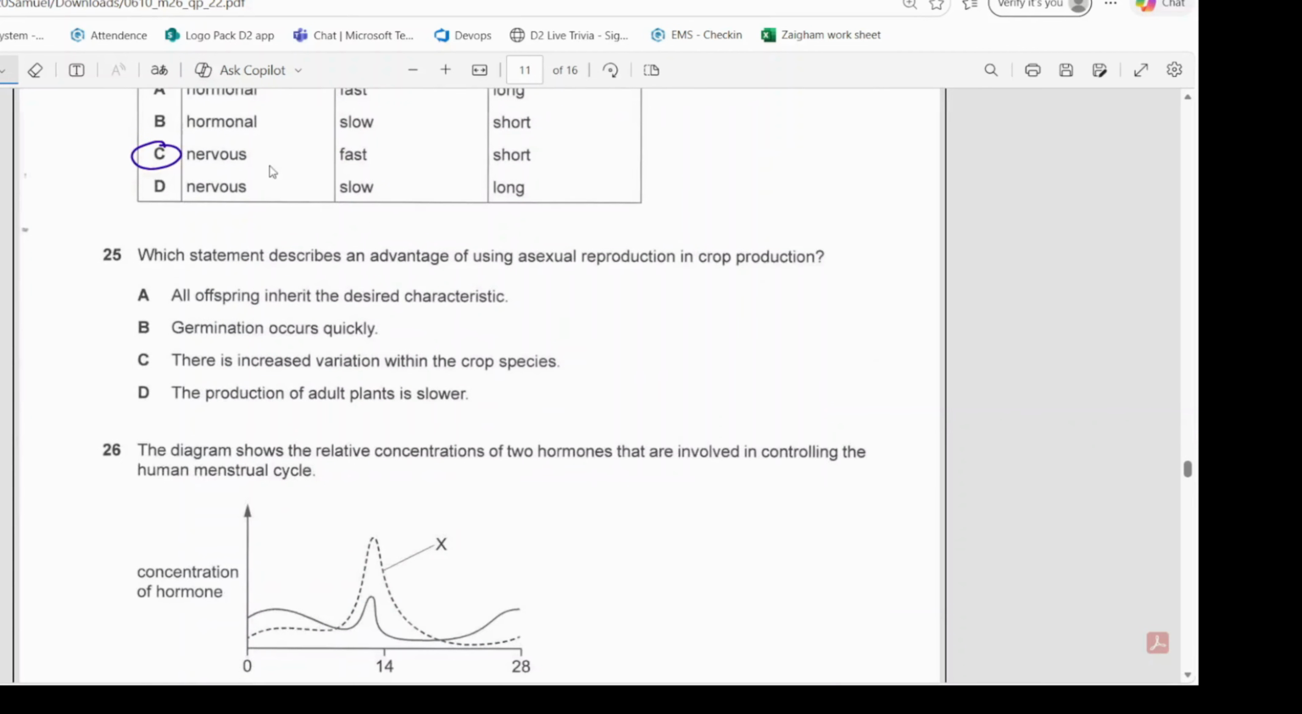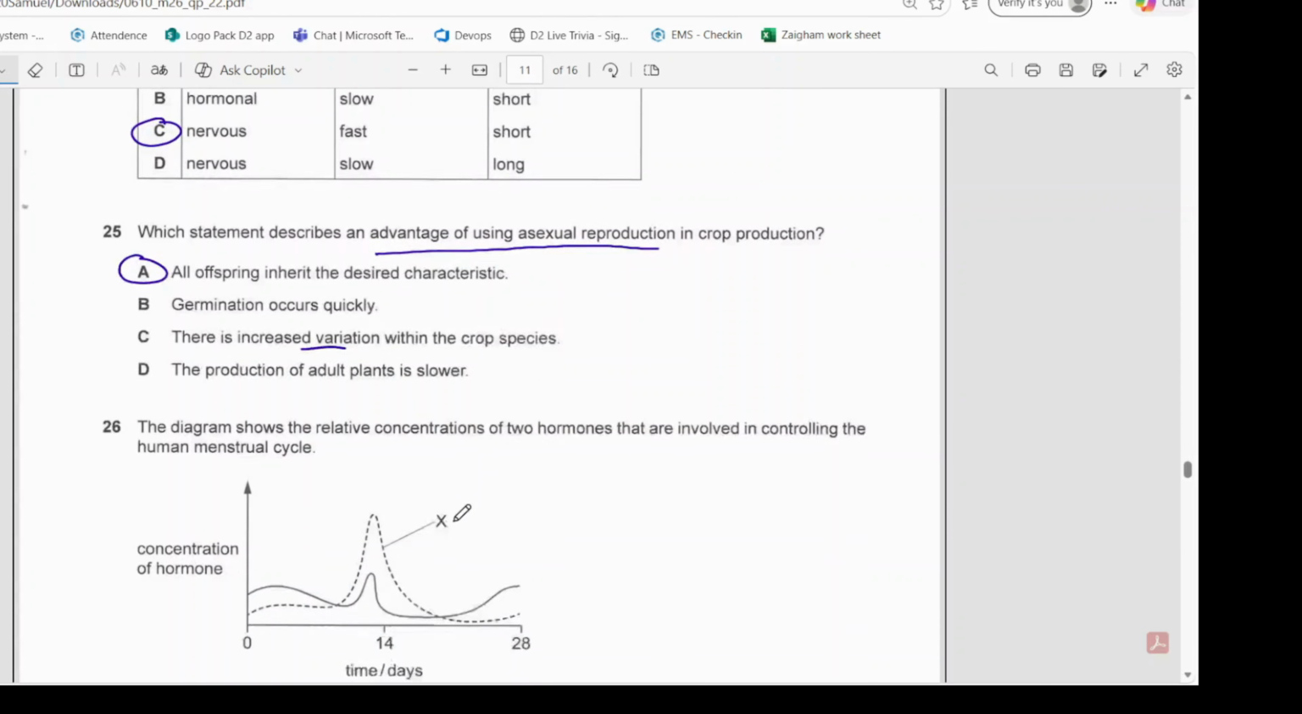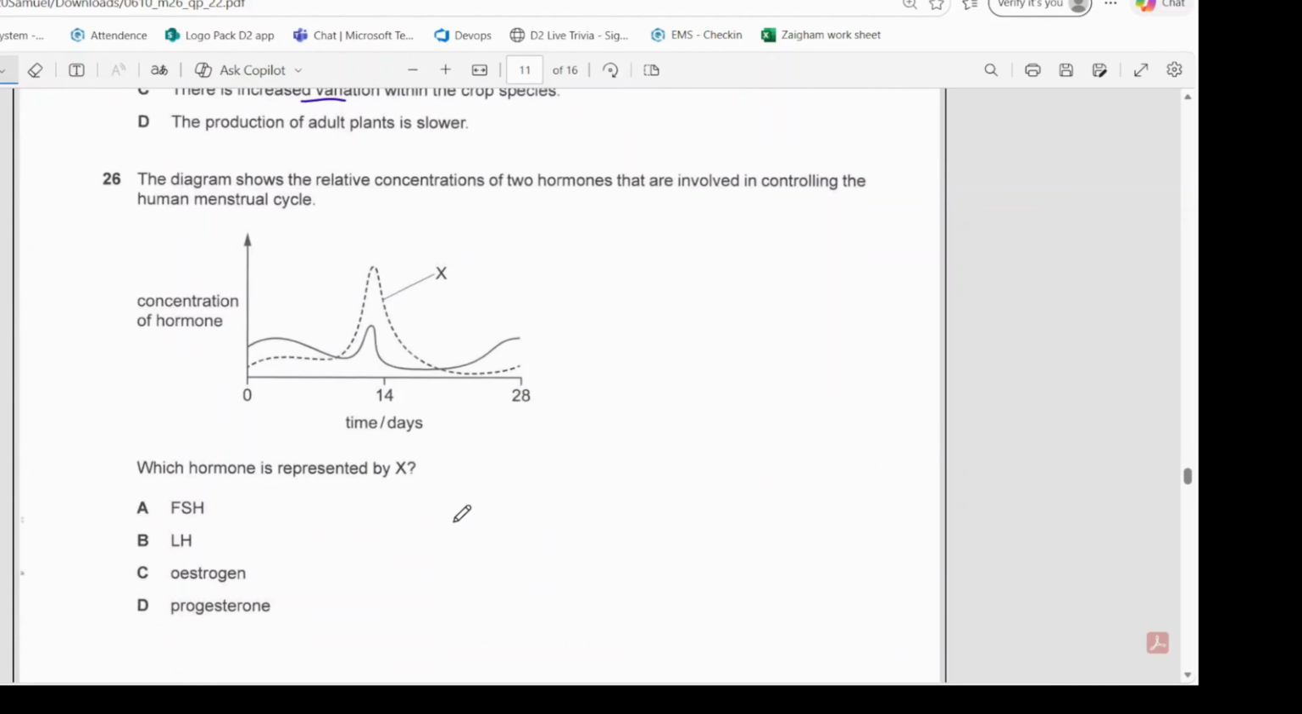Which statement describes the advantage of using sexual reproduction in crop production? All offspring inherit the desired characteristics. Germination occurring quickly won't be affected. There is increased variation. In asexual reproduction there is no variation. The production of adult plants is slower. No. So A.